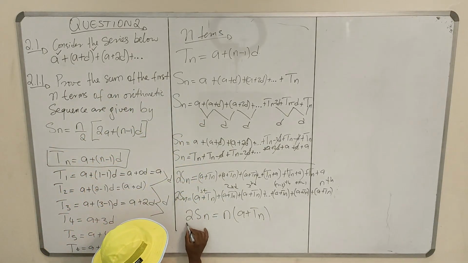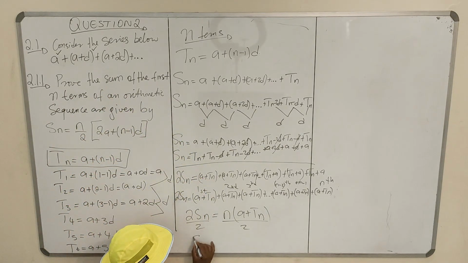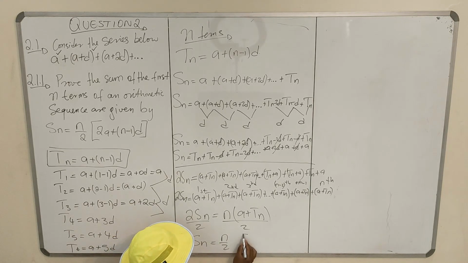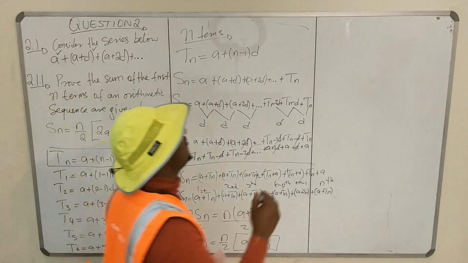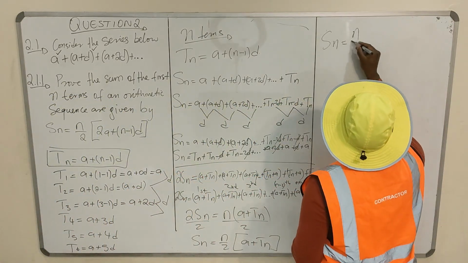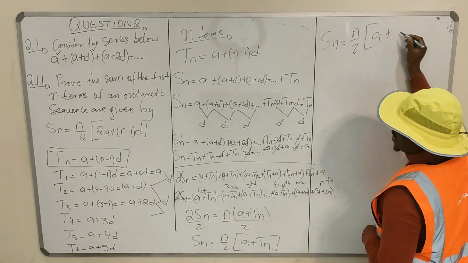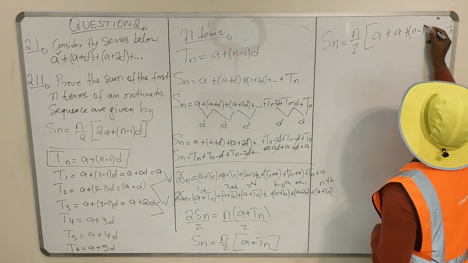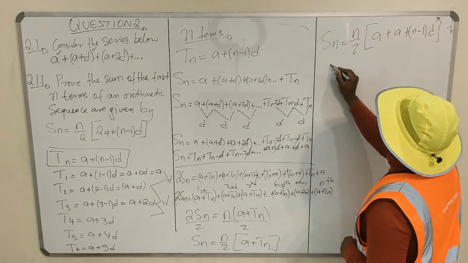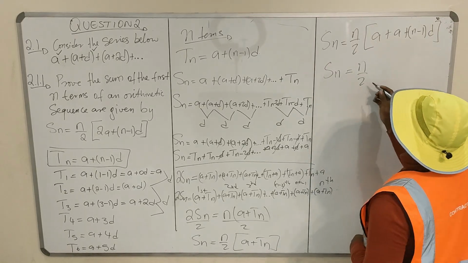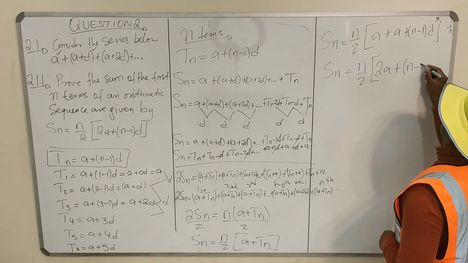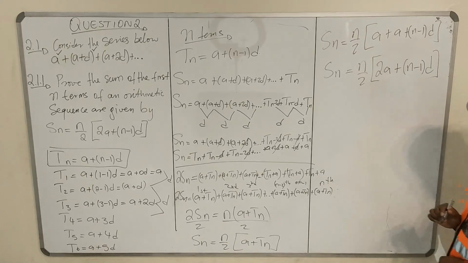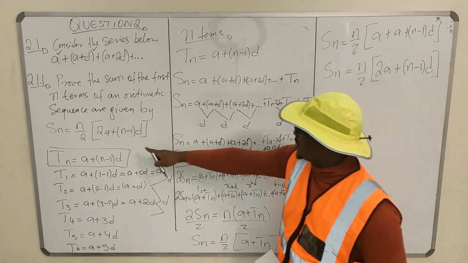So what do you do? Divide by 2. So Sn is equal to n over 2 times a plus Tn. Right? What is Tn? Tn is this thing here. So we say our Sn is equal to n over 2 into a plus Tn, which is a plus n minus 1 times d. Simplify this. Sn is equal to n over 2 into 2a plus n minus 1 times d. We have proved this. This is exactly that.